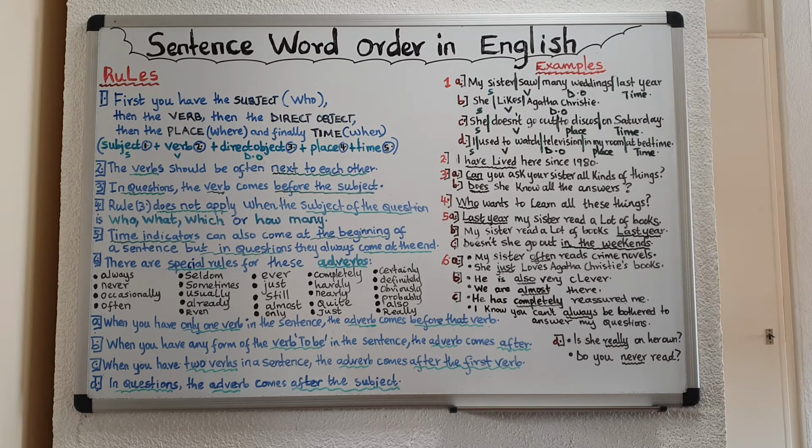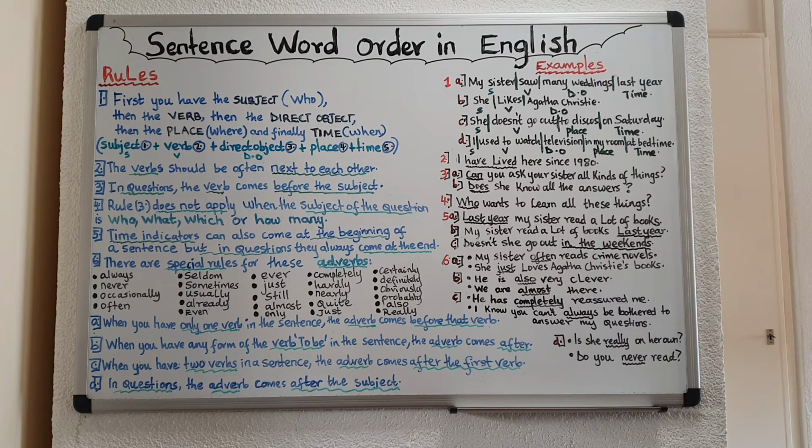Let's move on to rule number 3. In questions, the verb comes before the subject. Normally, the subject comes first all the time when you're constructing a sentence in English. However, when you want to write a question, when you want to formulate a question, then the verb comes before the subject. Okay, remember that. If you want to write a question, make sure that the verb comes before the subject.